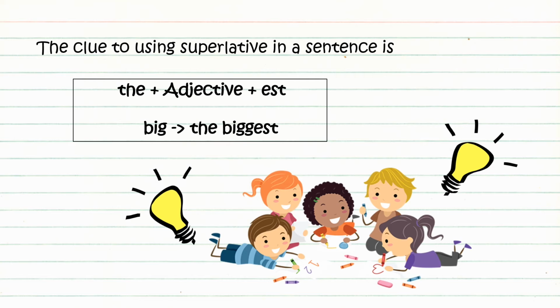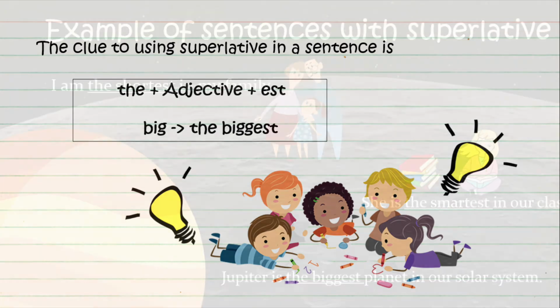The clue to using superlative in a sentence is you have to add "the", then the adjective, and EST at the end of the word. For example, the adjective big becomes the biggest. She has the biggest book in the class.